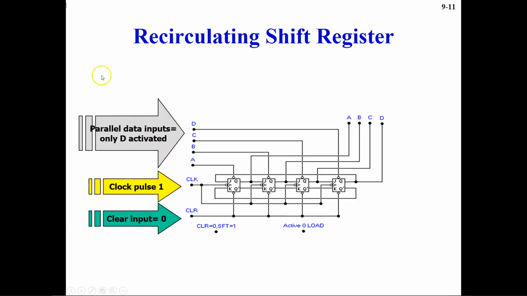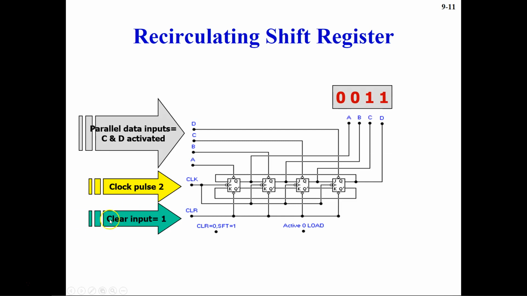It's the same thing. Now we will see the function of the parallel load shift register as a recirculating shift register. So parallel data inputs, in this particular case, only D is activated. If you notice here, we have clock pulse 1. But if you notice the clear, it is equal to 0. Which means whatever you send over here, it's going to give the output 0 because the clear is activated at this point. And clear is an active low type of input.